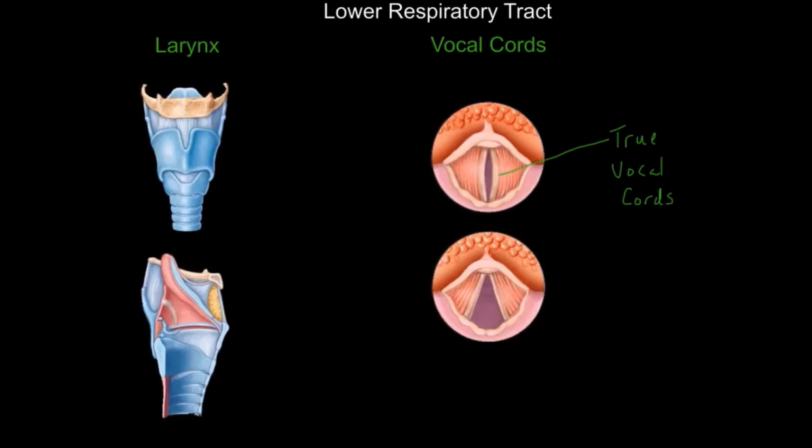The true vocal cords are called true because these are the structures that are involved with the production of sound. As air passes through the glottis, that air causes the true vocal cords to vibrate, causing sound. The false vocal cords are called false because they have no bearing in the production of sound. They're just supporting structures of the true vocal cords.